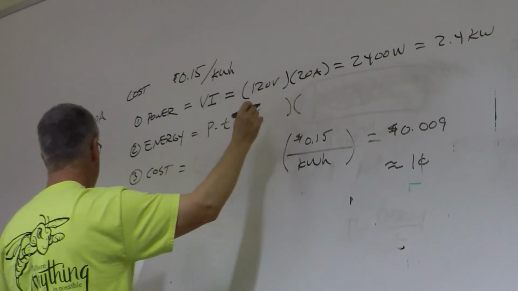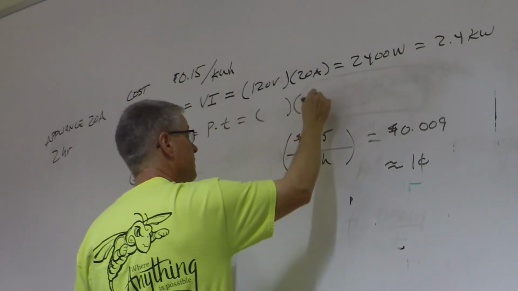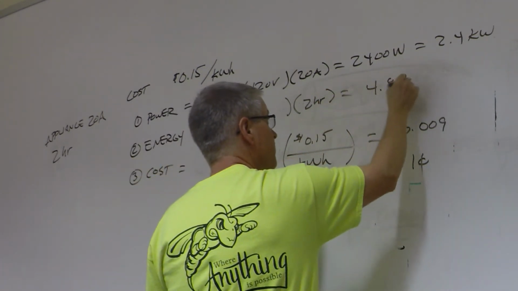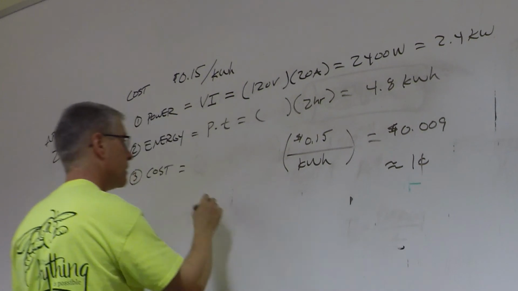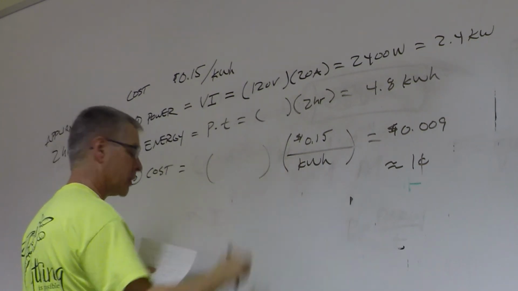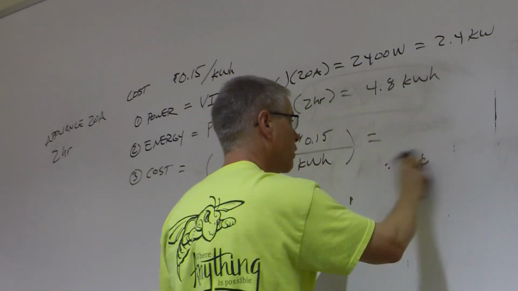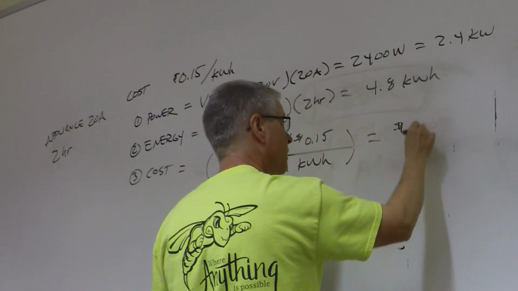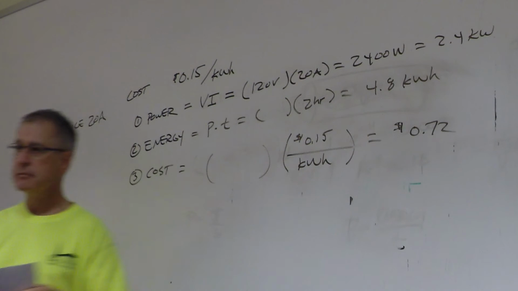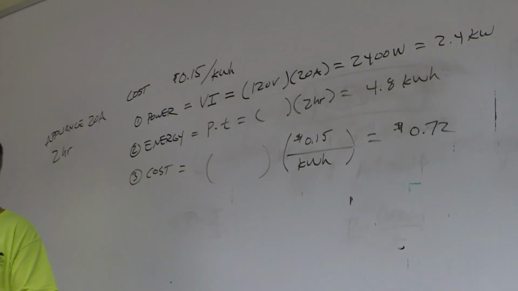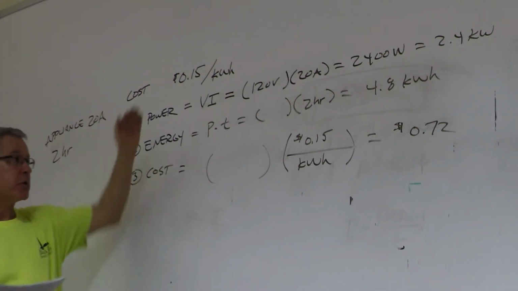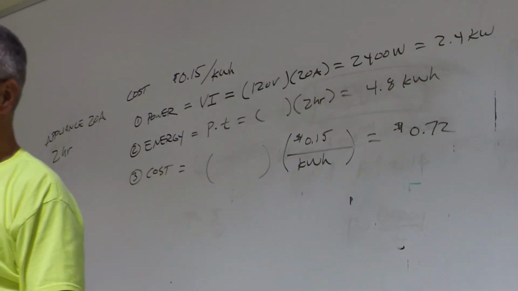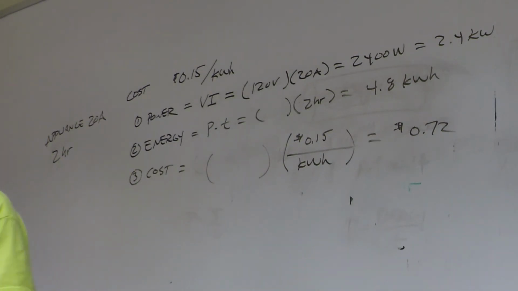That times how long we're doing this, 2 hours, shows how much energy we used, and then that times our cost per unit of energy, and we would get a price for that. So until you get the hang of it, it's probably easiest just to do it in 3 steps like this. So any questions there?